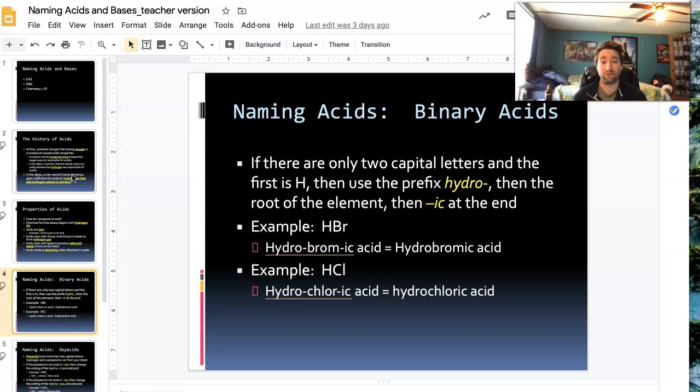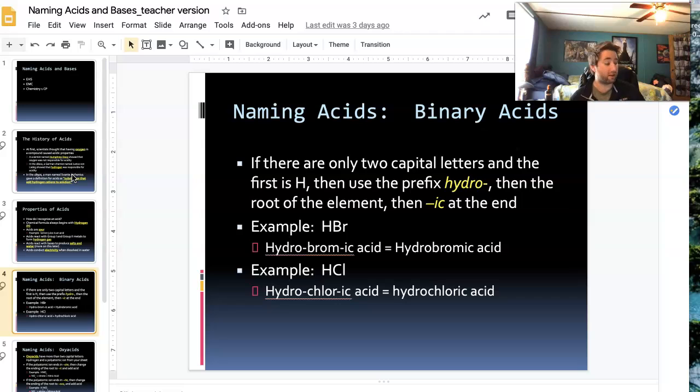To name these, if they give you the chemical formula, what you're going to do is add the prefix hydro to the front, like the first part of hydrogen. Then you're going to find the root of whatever that element is. For example, in this first one here, we've got hydrobrome, because the root for bromine is brome. Remember when we named all those compounds and we had all those different roots, like chlorine is chlor, fluorine is fluor, iodine is iode. There's a ton of different ones, and you could probably have them memorized. Then after that, you're going to add ic, and then you're going to put acid after it.